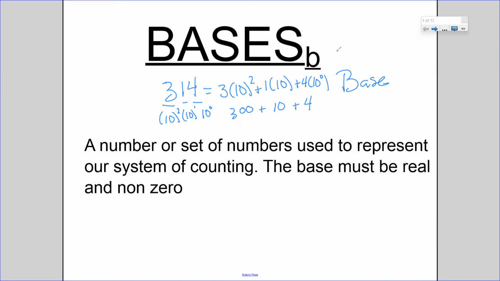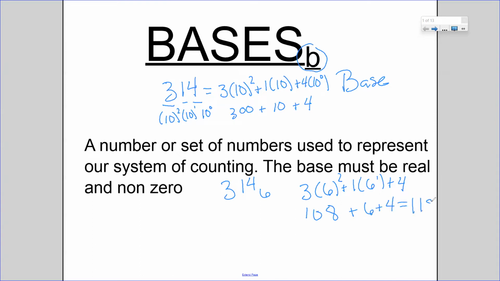However, if we were dealing with a different base, which we usually denote with a little subscript here, let's say we were dealing with this in base 6, we would actually say that this is 3 groups of 6 squared plus 1 group of 6 to the first plus a single 4. So this number is going to look very different. If we wanted to talk about 314 in base 6 and convert it into base 10, we would have to take 3 times 36, which is 108, plus 6 plus 4, which would give us 118.